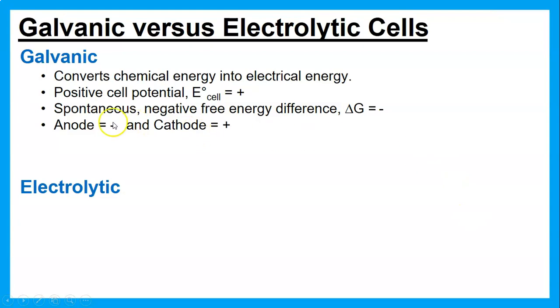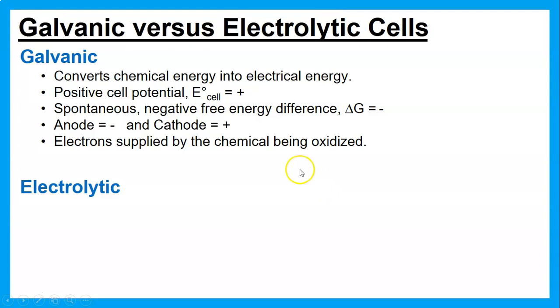In a galvanic cell, we say that the anode is negative, and we say that the cathode is positive. Remember, this is where the electrons are leaving, and this is where they're going. The electrons are coming from the chemical being oxidized, and they go from that anode into that cathode.